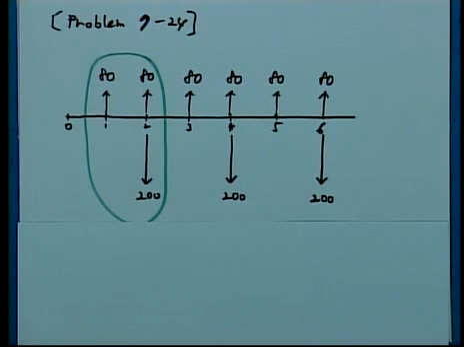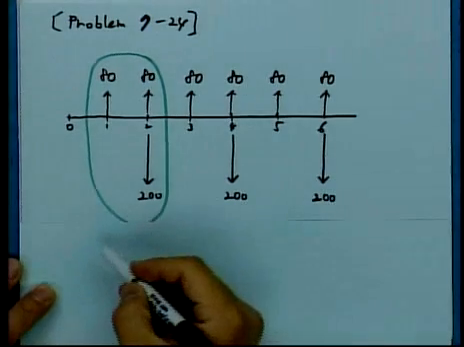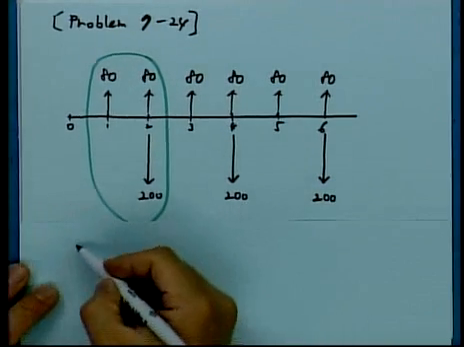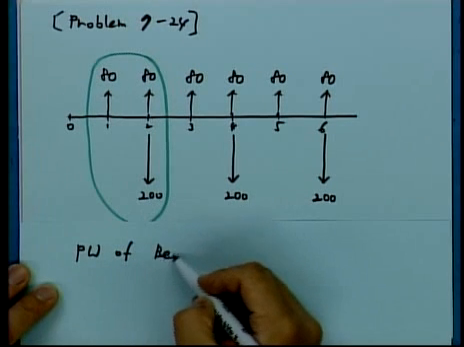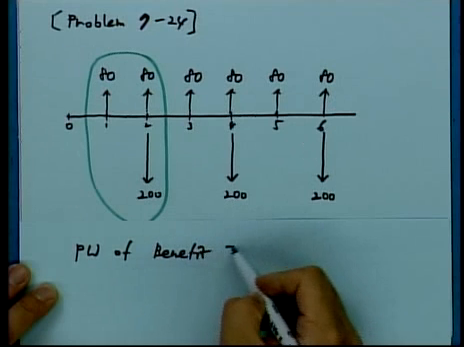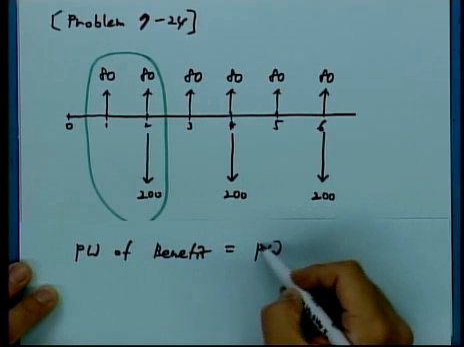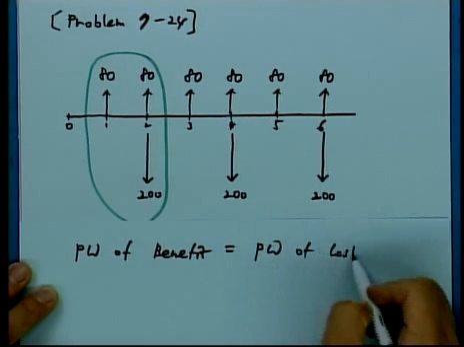So in order to compute a rate of return, you may use present worth of benefit equals present worth of cost. Okay?